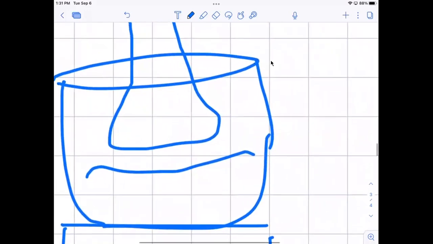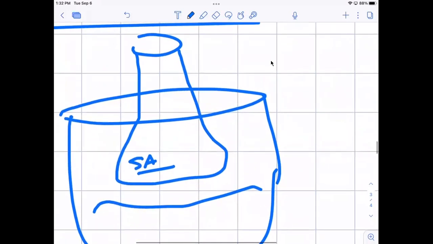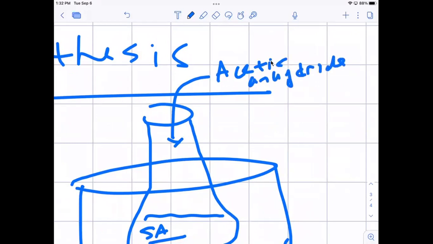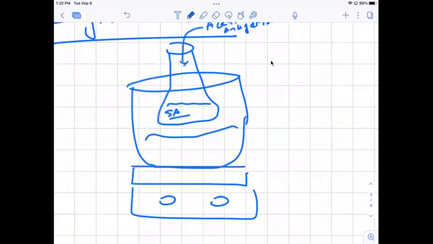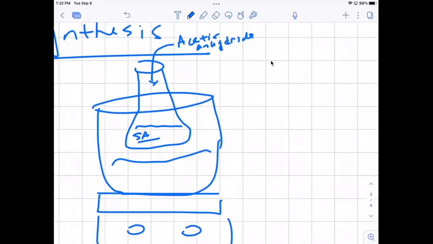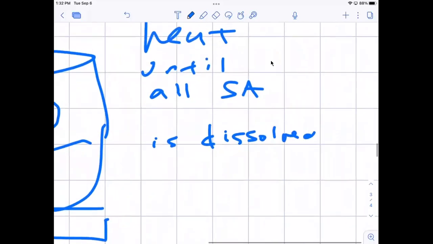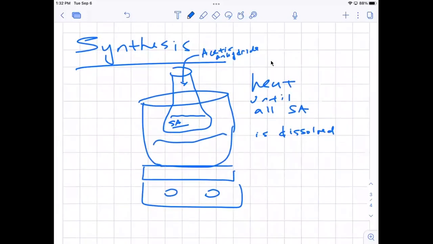And then in the flask, you're going to have salicylic acid as a solid. And then you're going to add in acetic anhydride. So that's added in. Right, and you heat this until all of the salicylic acid is dissolved. And usually at the point where the salicylic acid is all dissolved, that's when the reaction is complete.